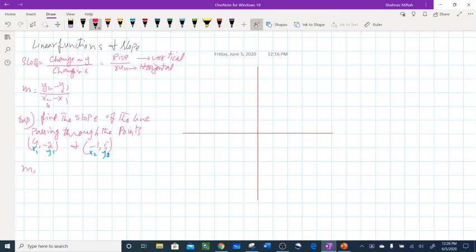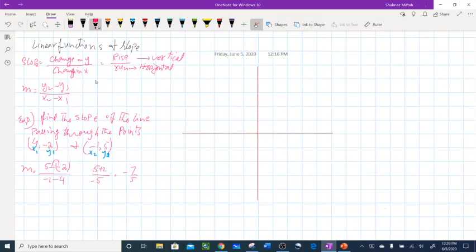So my formula is y2, that's 5, minus -2, over -1 minus 4. So this turned positive, so I have 5 plus 2 over -5. 5, 6, 7, so I got -7 over 5. So that's the slope in this condition.